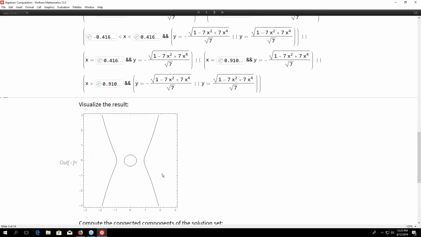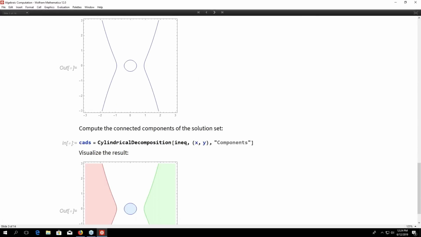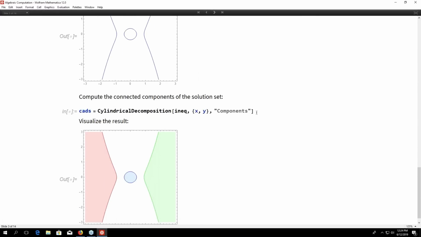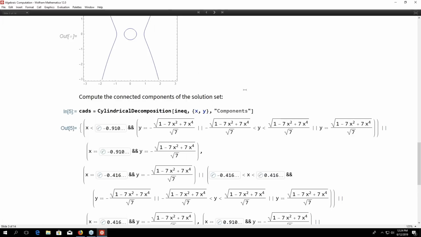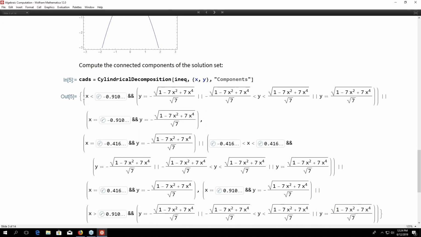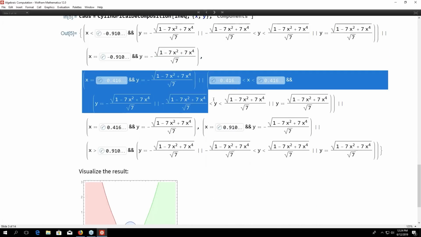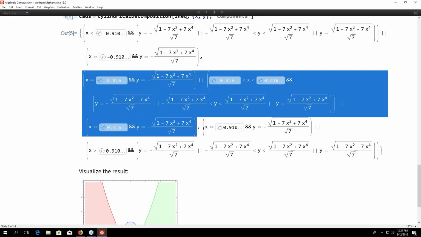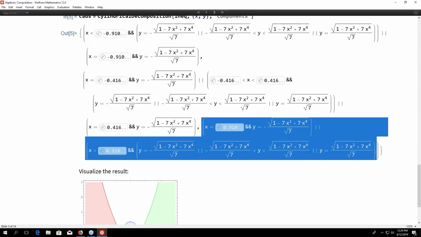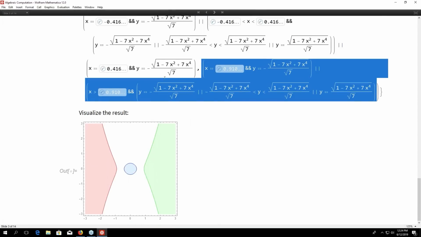And here's the boundary, here's what it looks like. And we can see that the solution set has three components from the plot, and indeed we can compute cylindrical decomposition of each of the components. So here is the first component, here is the second component, and here is the third component, and here is a plot. Now, thanks to the functionality of cylindrical decomposition, we can actually color the components differently because we have explicit solution for each of them.